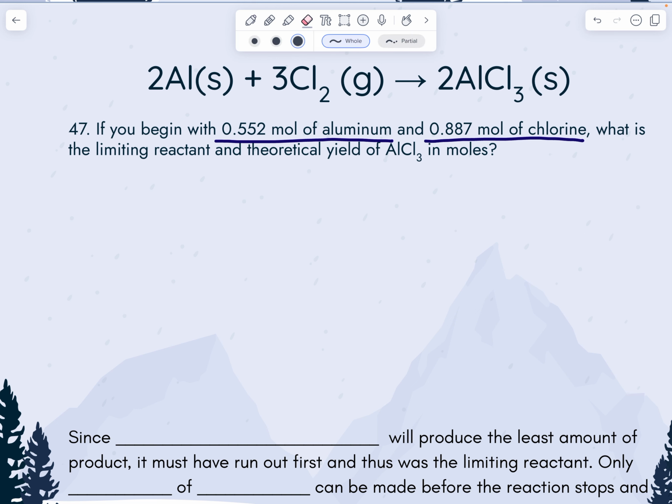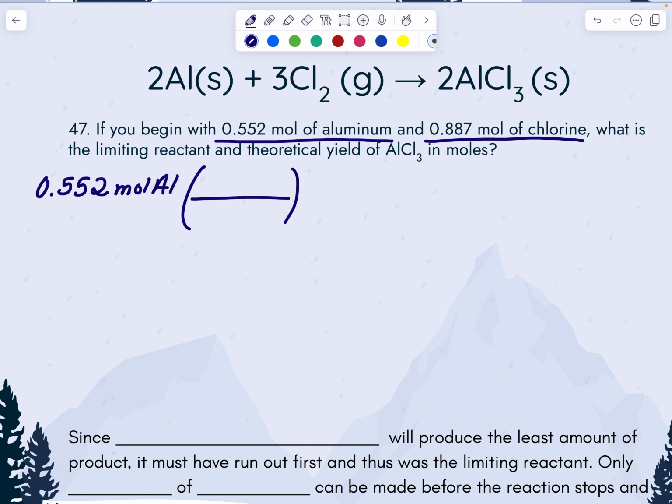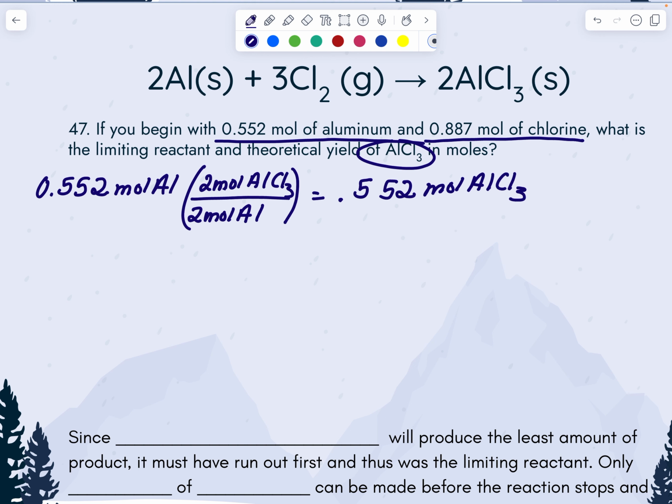So how do I do these problems? I do the stoichiometry problem with both reactants. So I start with 0.552 moles of aluminum, and I'm going to do a stoichiometry problem to find out how much aluminum chloride can be made. I look at the coefficients here. 2 moles of aluminum will produce 2 moles of aluminum chloride, and so therefore I can make 0.552 moles of AlCl3 if I use up all my aluminum. Now what about if I use up all my chlorine?